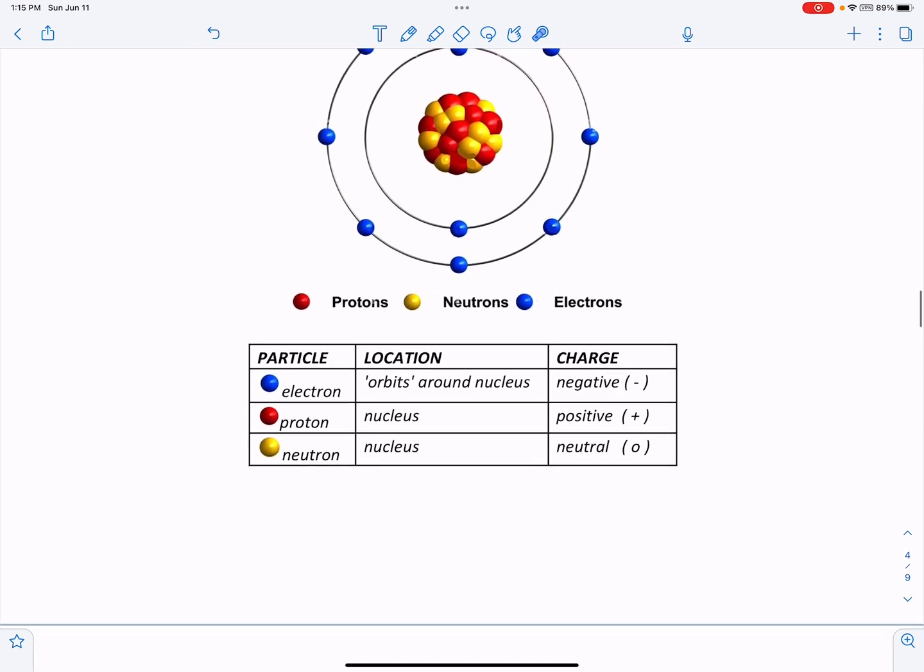Here's a summary. Electrons are located in orbits around the nucleus, and they are negatively charged. Protons are located in the nucleus and are positively charged. The neutron is located in the nucleus and is neutral. It doesn't have a charge.